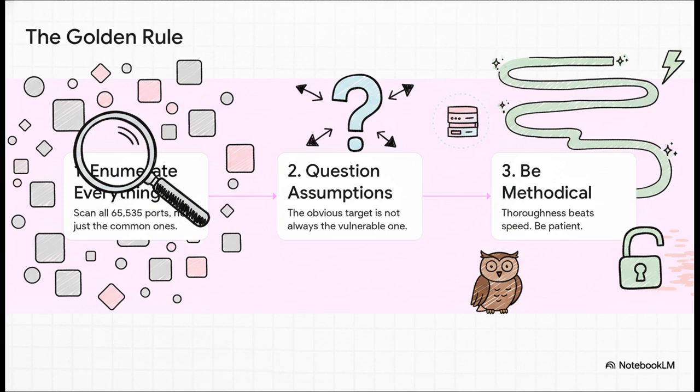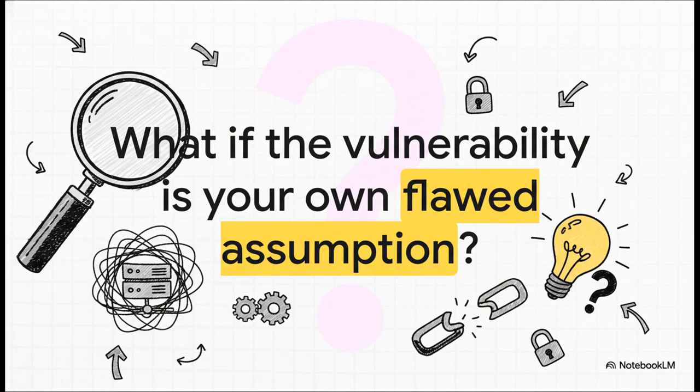Number 2, question your assumptions. Just because that web server is right there waving at you doesn't mean it's the weak point. And number 3, be methodical. In security, thoroughness always beats speed. The overlooked clue is found by the patient investigator, not the one who rushes. And that really just leaves us with this final thought to chew on. In this case, and in so many others, the biggest vulnerability wasn't some flaw in the web server's code. It was a flaw in the investigator's process, the assumption that a quick look was good enough. And it forces us all to ask ourselves, in our own work, in our own learning, what are we assuming?